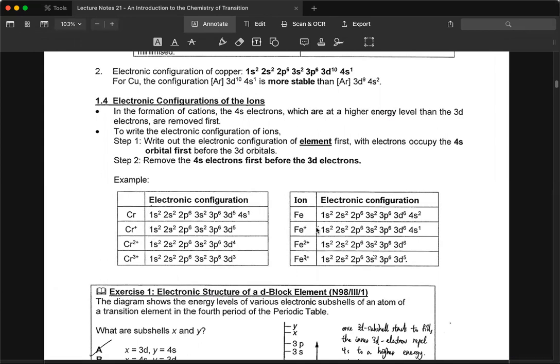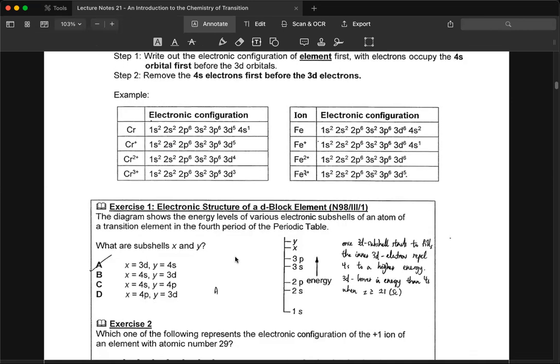first before the 3d. For example, iron becoming iron plus, it should be 4s1. Iron 2 plus, then 3d6. Iron 3 plus, 3d5. Chromium 4s1, the 1 electron is removed from 4s first to form chromium plus, and then we start to remove electrons one by one from the 3d orbitals.